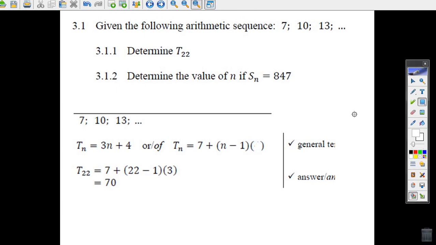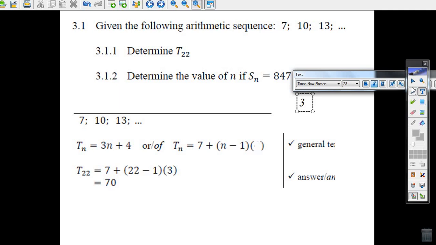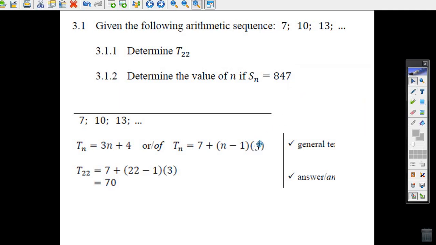d is 3, right? It won't work unless it's 3. So let's put a 3 there. Okay, that should be a 3, and then it will work out. They got it right here. And you can just go 3 times 22 plus 4, and you get 70. There it is. There's the answer.